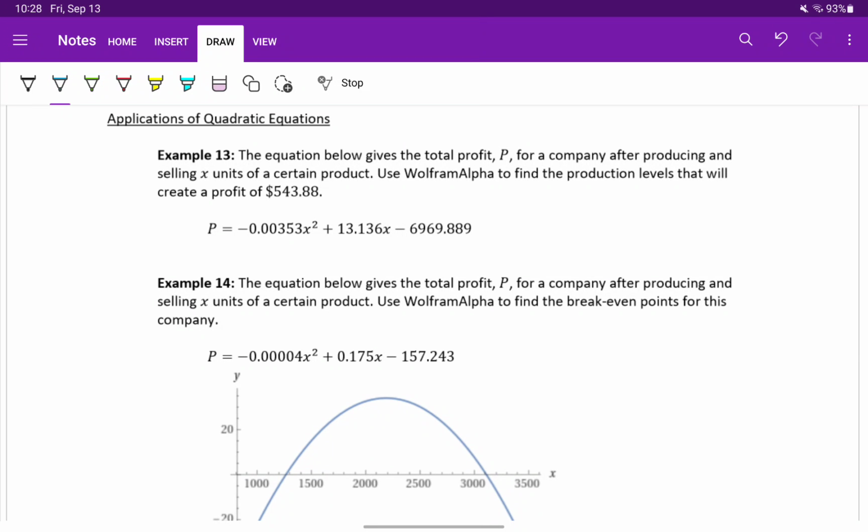The next few examples will have us looking at applications of quadratic equations and using technology to generate results. In example 13, we have an equation for total profit for a company after producing and selling X units of a certain product. We want to use Wolfram Alpha to find the production levels that will create a profit of $543.88. What that means is we want our total profit to equal 543.88. So we need to solve this quadratic equation to find the values for X that give us that profit.